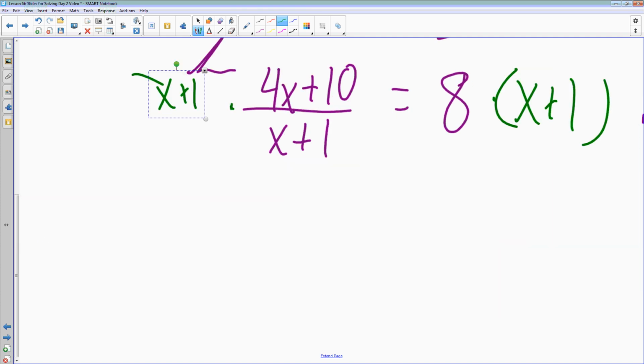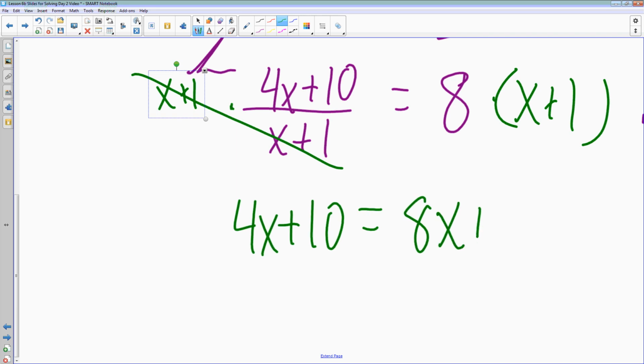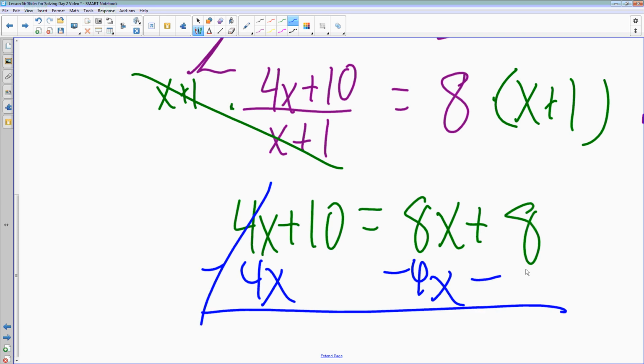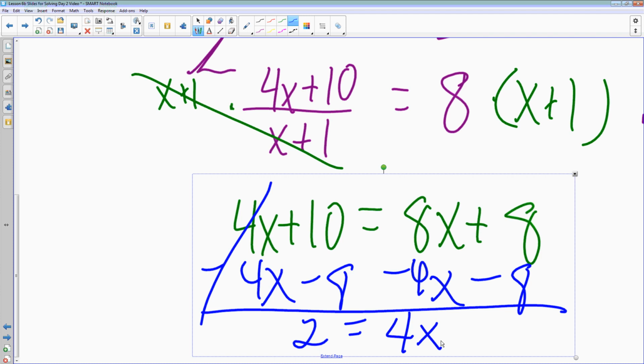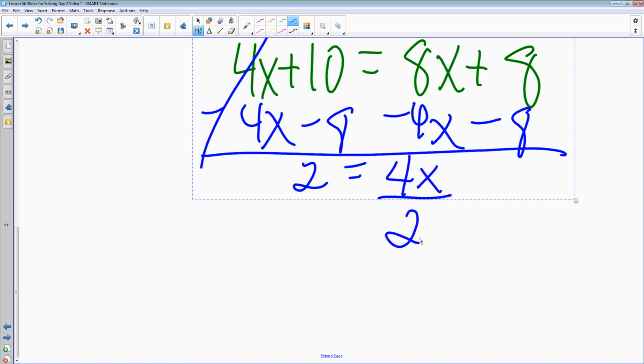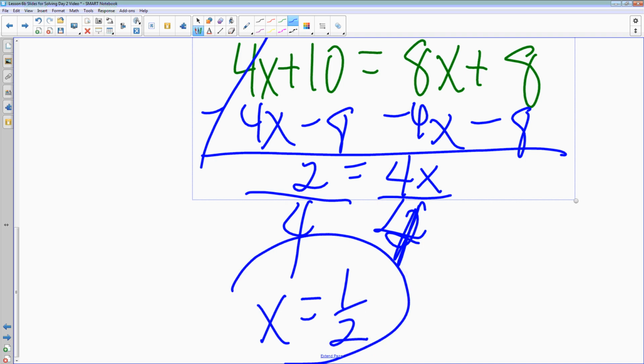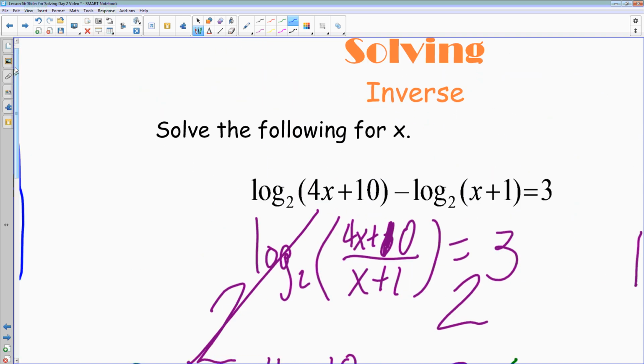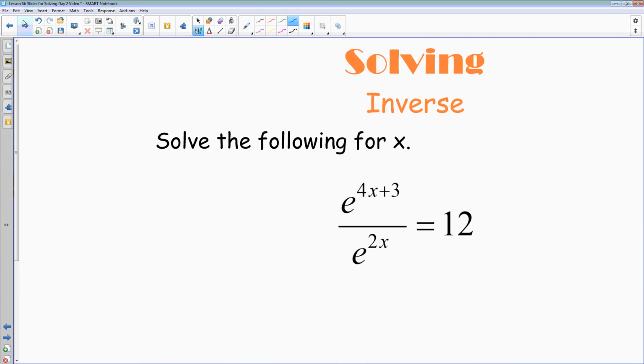Okay, and we're going to get 4x + 10 equals 8x + 8. All right, so we would subtract 4x from both sides. We would also subtract 8 from both sides to get 2 equals 4x. And then divide both sides by, not 2, but 4. So we get x equals 1/2. And again, we can always go back and check our work, which is always a good idea. But I'm going to keep rocking and rolling so we can get through these last two examples.